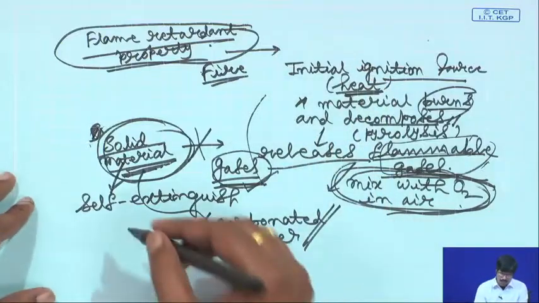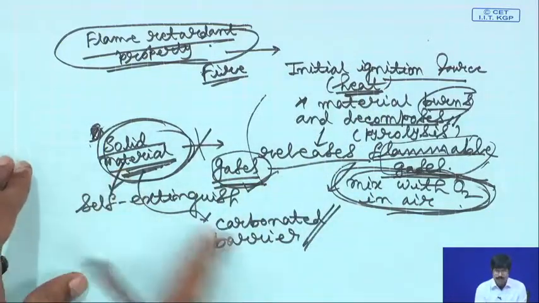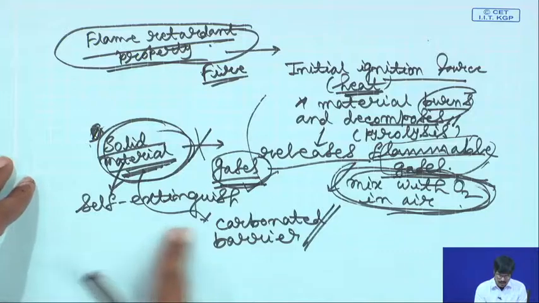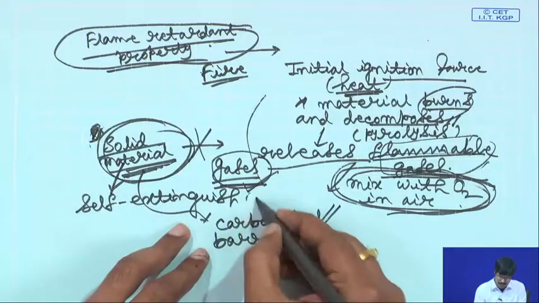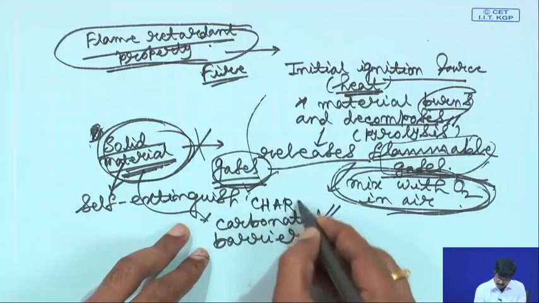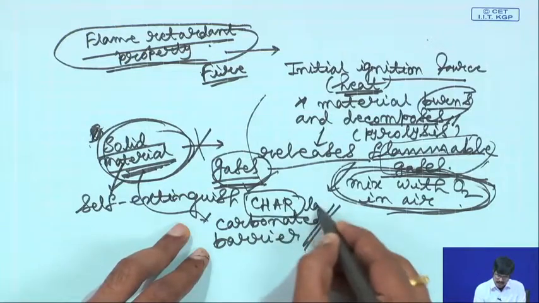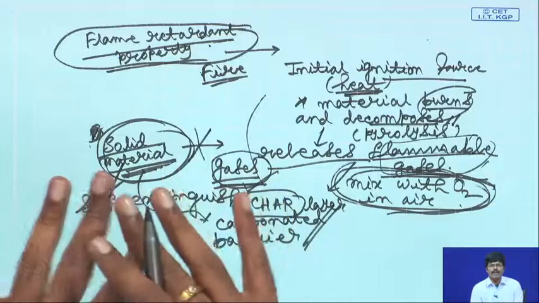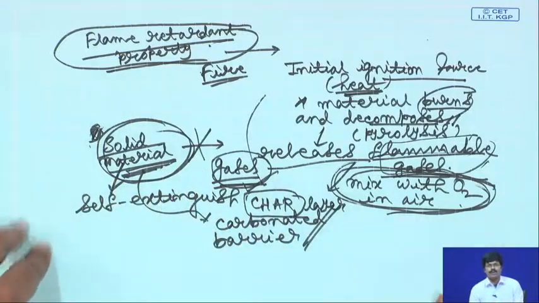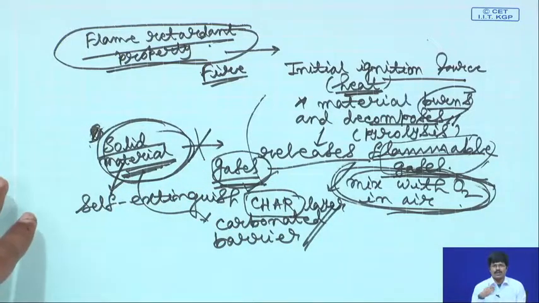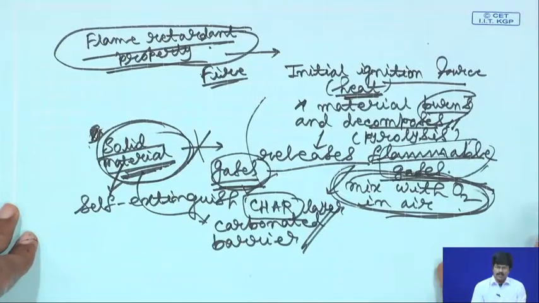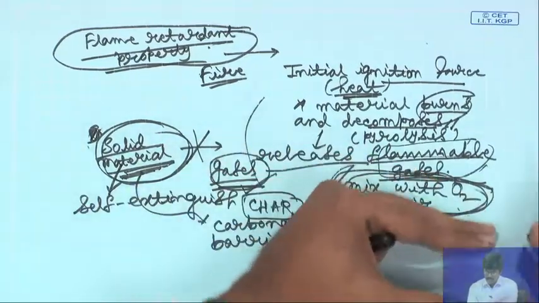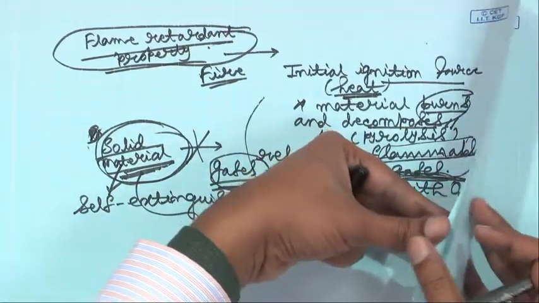So, what is done for bisphenol A polycarbonate is this part. Basically a carbonated barrier, or what you call a char layer, is formed on the surface of this bisphenol A polycarbonate, and so the flame cannot reach the bisphenol A polycarbonate and it does not decompose, and the flammable gas is not released. So, the way it is done is through the following process.